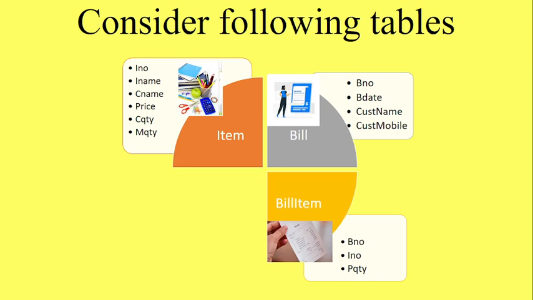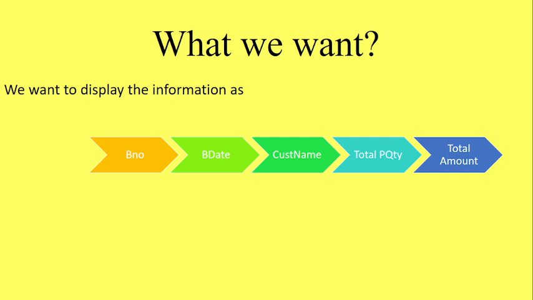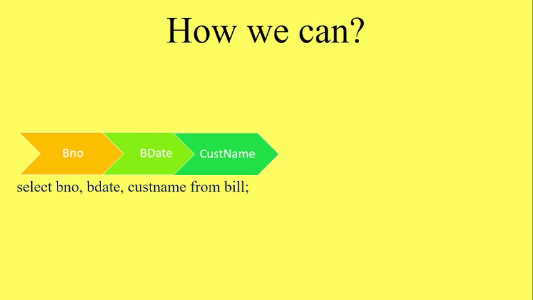Now here we have item number as a primary key. Here we have bill number as a primary key, and here bill number and item number both as foreign keys. I am not mentioning any other attributes. Now what I want to display is bill number, bill date, customer name, total purchase quantity by that customer, and total bill amount of that customer. Now bill number, bill date, and customer name are present in the first table, that is the bill table, which we can get with the help of bill number, bill date, and customer name.